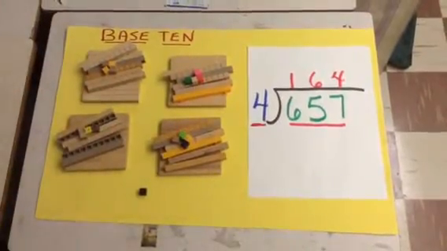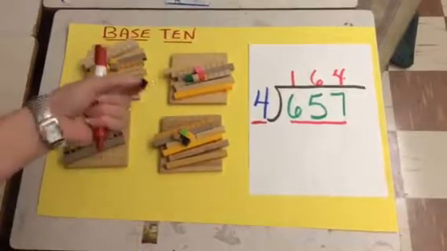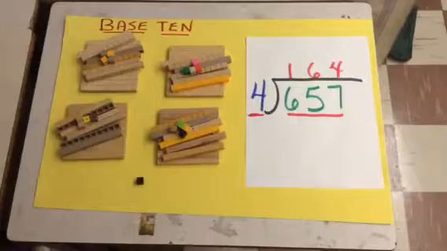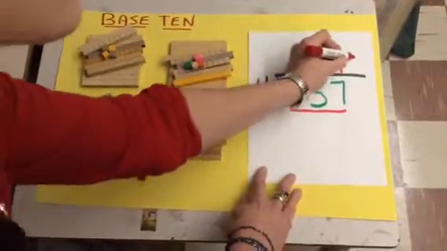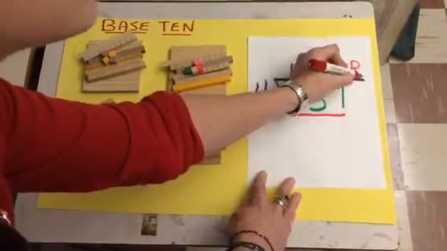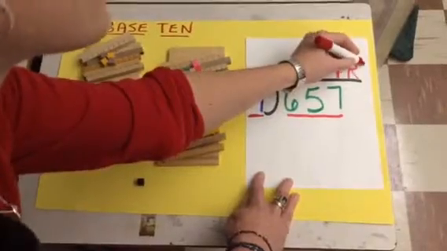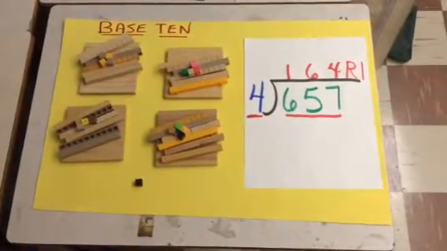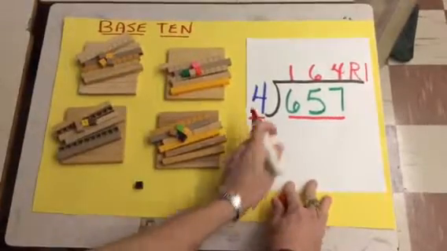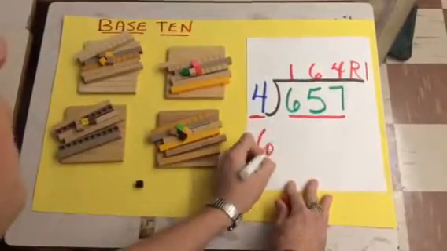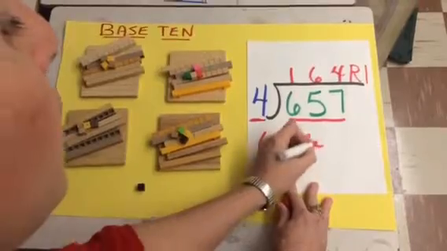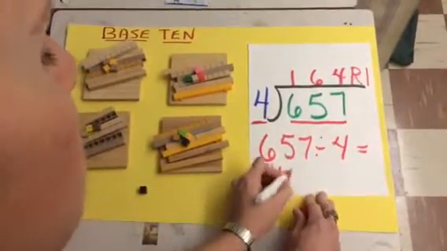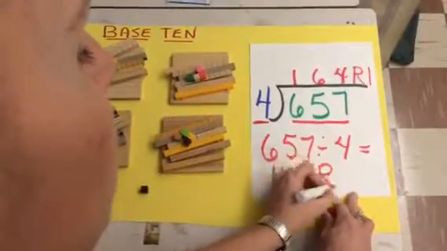But that's not quite the whole story. We have to deal with this little one as well. So what do we call that? The remainder. So when we put that as the answer, we put an R off to the side, in the same spot, but then we put the 1 to show that we have a remainder of 1. So 4 into 657, or 657 divided by 4 equals 164 with a remainder of 1.